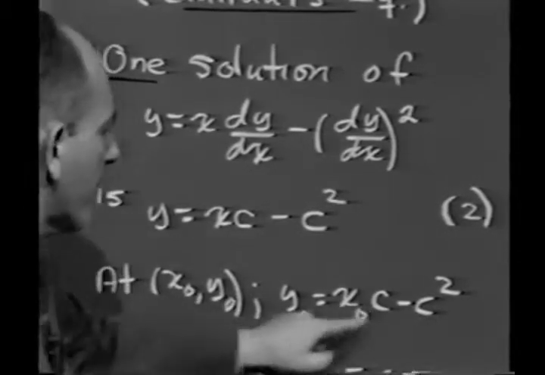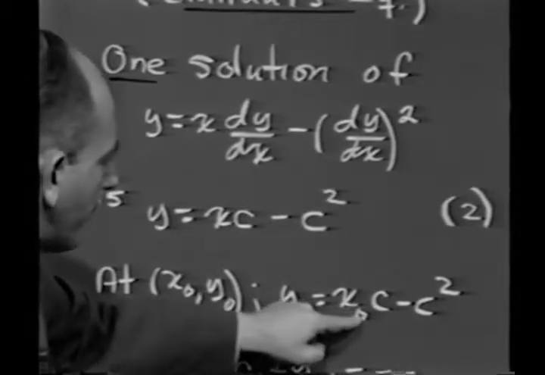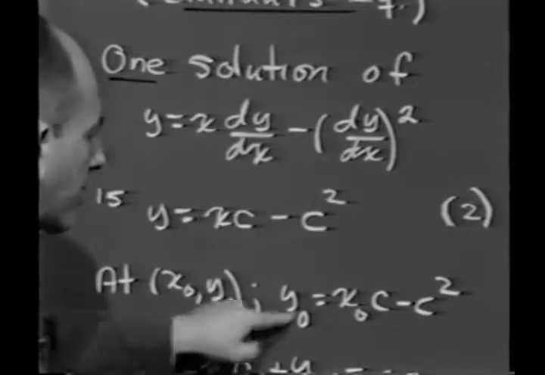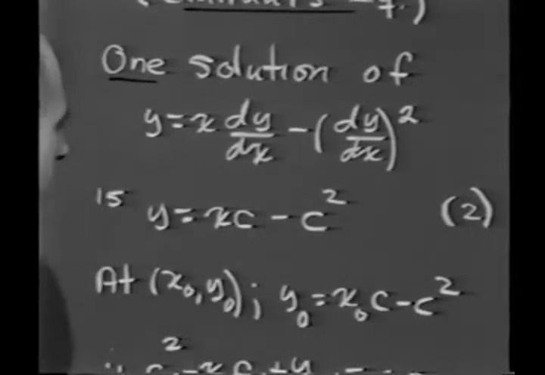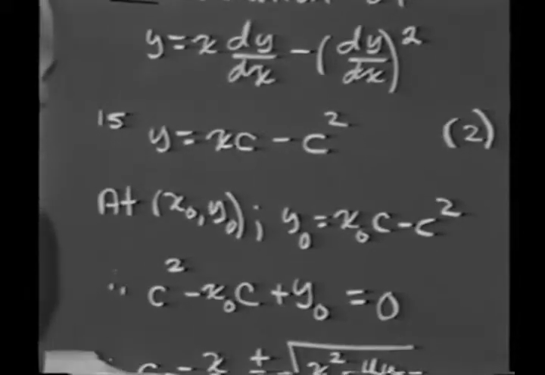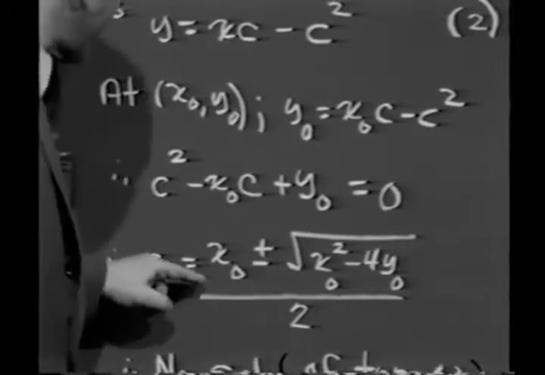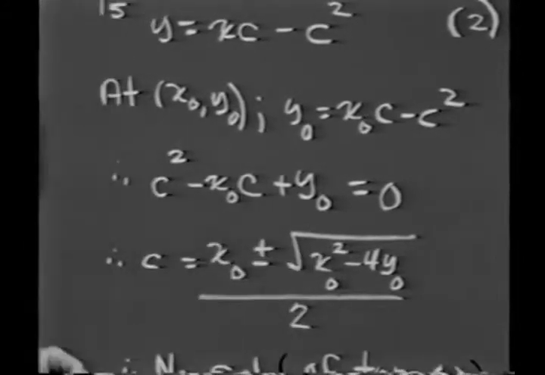And I now observe, remember, x and y look like variables. With the subscript 0, they represent fixed x and y coordinates of a point. c is the only variable in here. In other words, this is a quadratic equation in c. And solving this quadratic equation by the quadratic formula, I find that c is equal to this expression here.